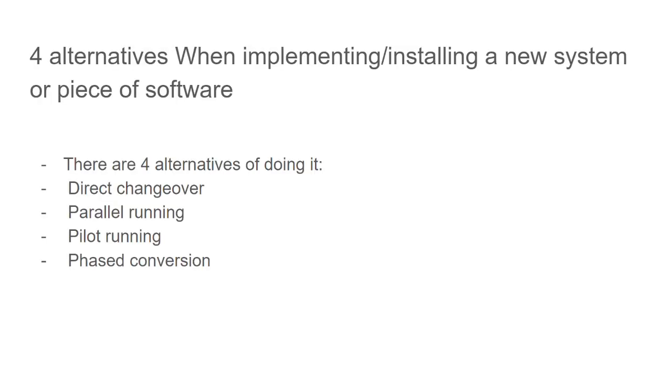We will be continuing where we left off last time, and today we will be talking about alternatives when implementing a new system or a piece of software. Last time we talked about the need to change from an old system to a new system. Today we are going to talk about how to implement these changes. There are four ways: direct changeover, parallel running, pilot running, and phase conversion. I think the names are fairly descriptive.